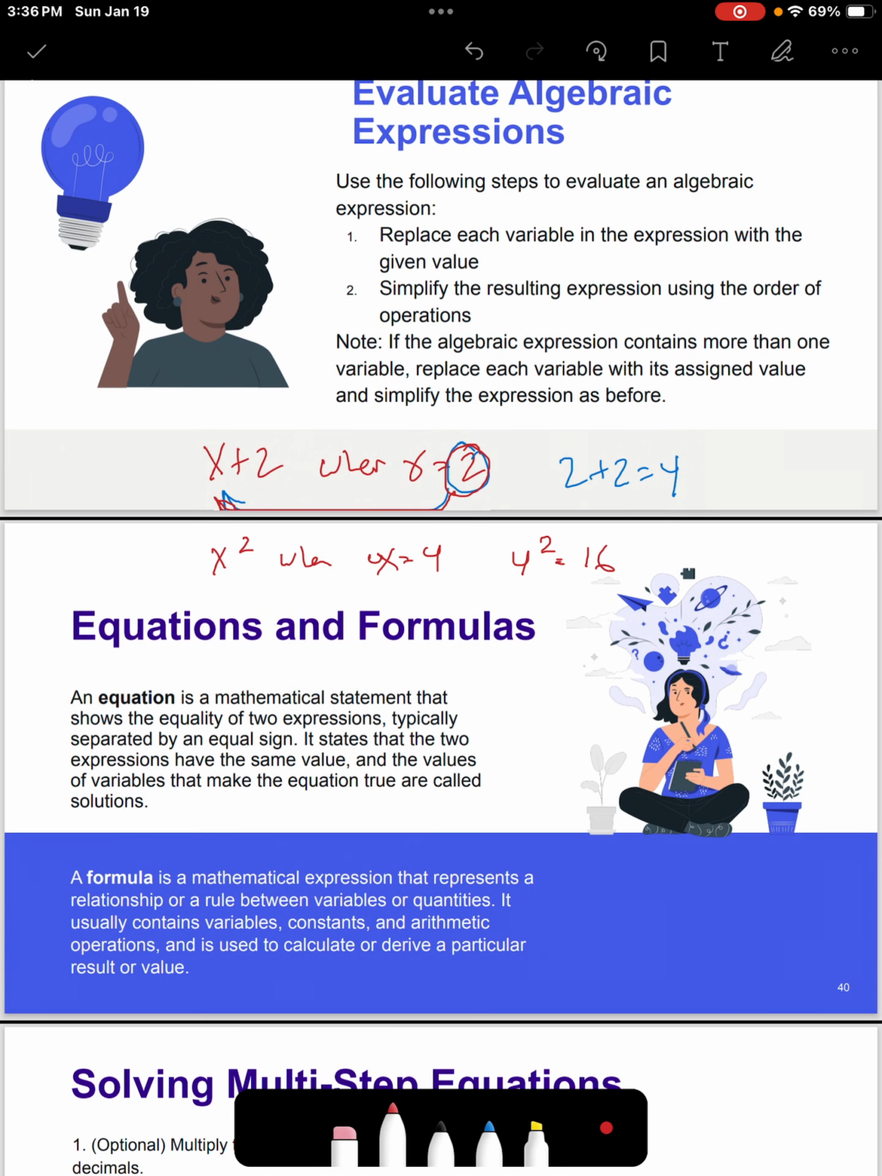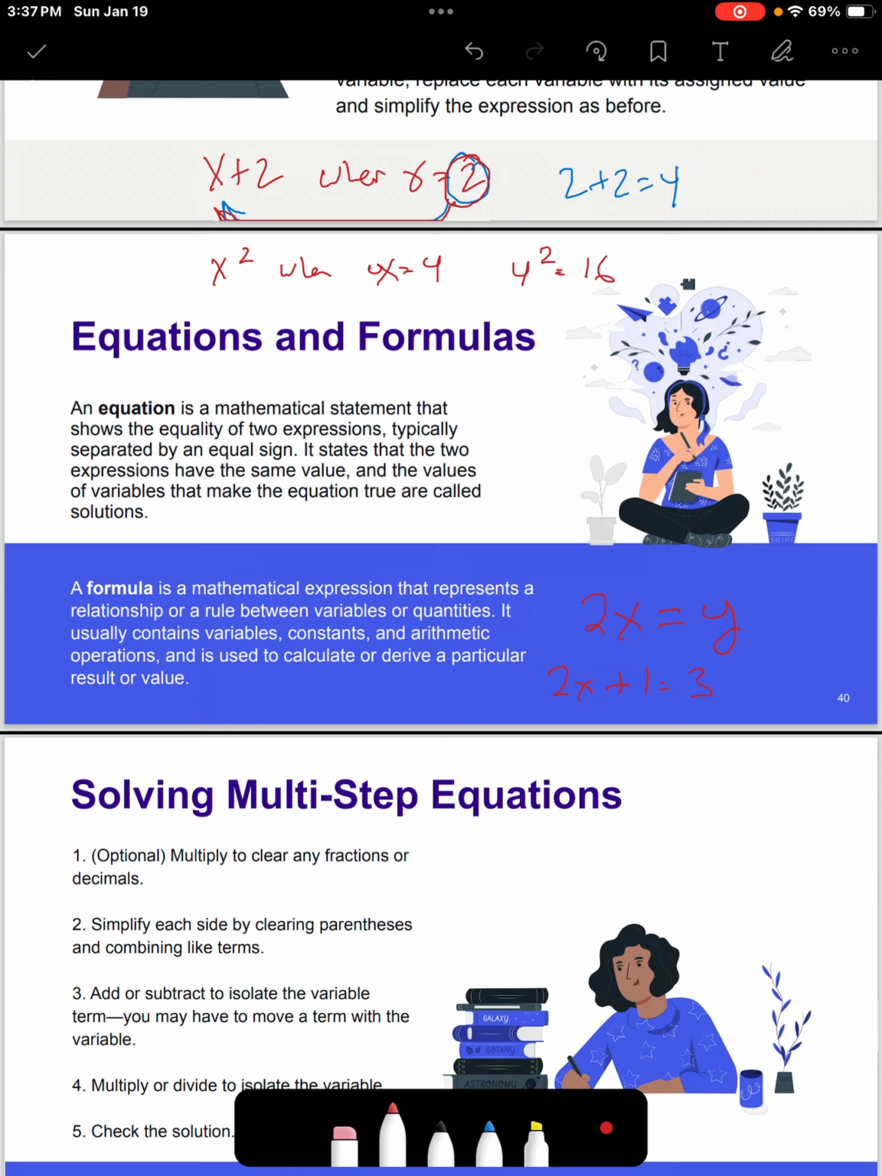Now, an equation is a mathematical statement that shows that the quantity of two expressions, typically separated by an equal sign, have the same value. So if I have an expression like 2x, and I say that's equal to y, this is an equation. This is saying that these are equal. If I have 2x plus 1 equals 3, I could ask you to find out what x is. You'd have to solve for x.